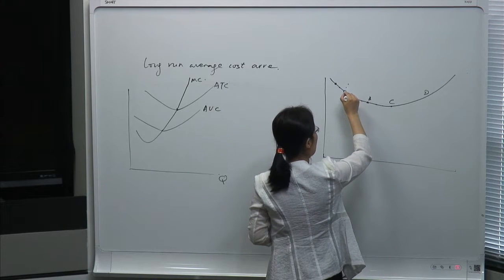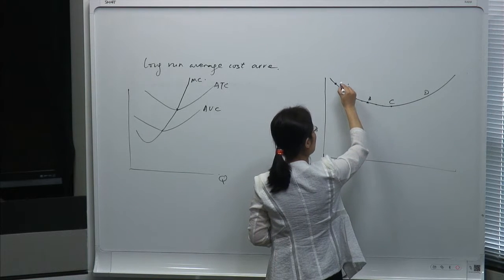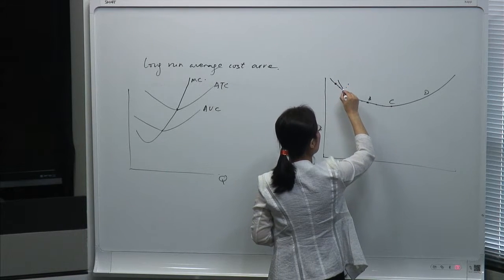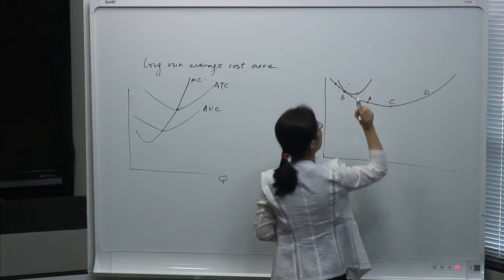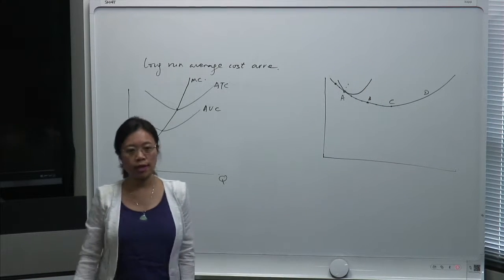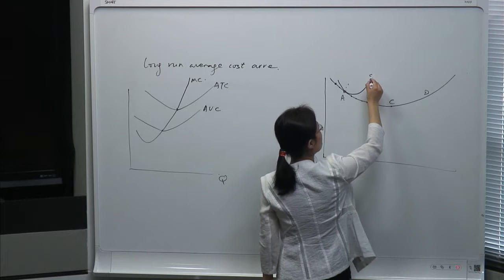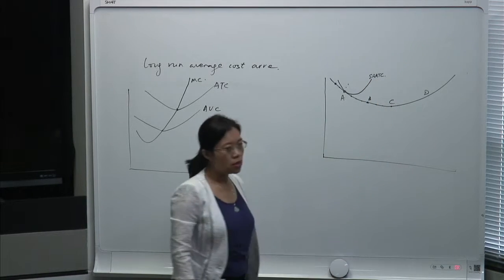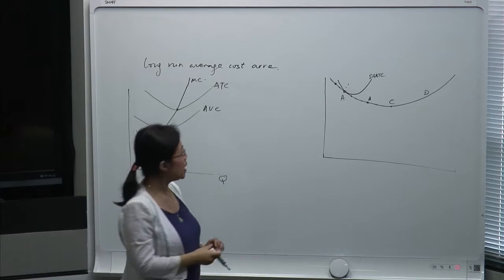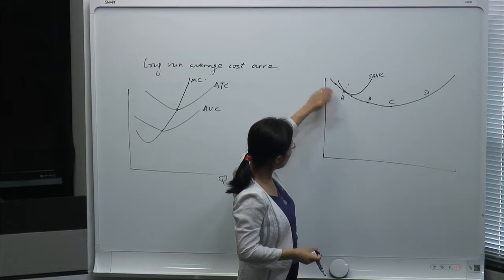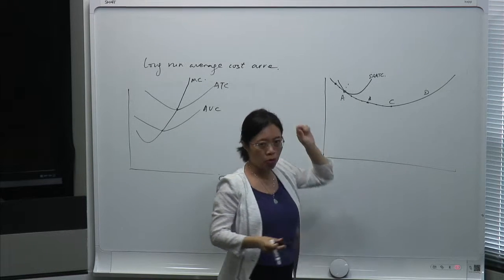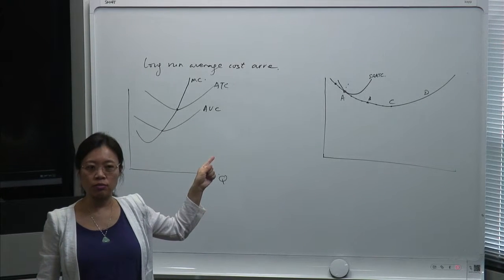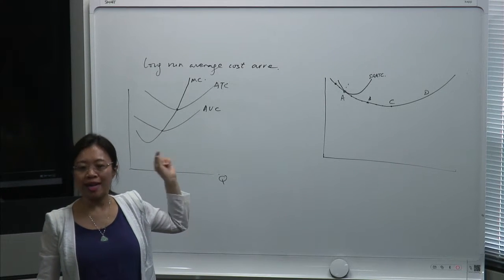So if this is the scale we're talking about, the scale we have chosen, then the short-run average cost curve at that scale looks like that. This is what we call the short-run average total cost curve. This short-run average total cost curve has to be tangent with the long-run average cost curve at this point. So that is the location of the short-run average cost curve at scale A.